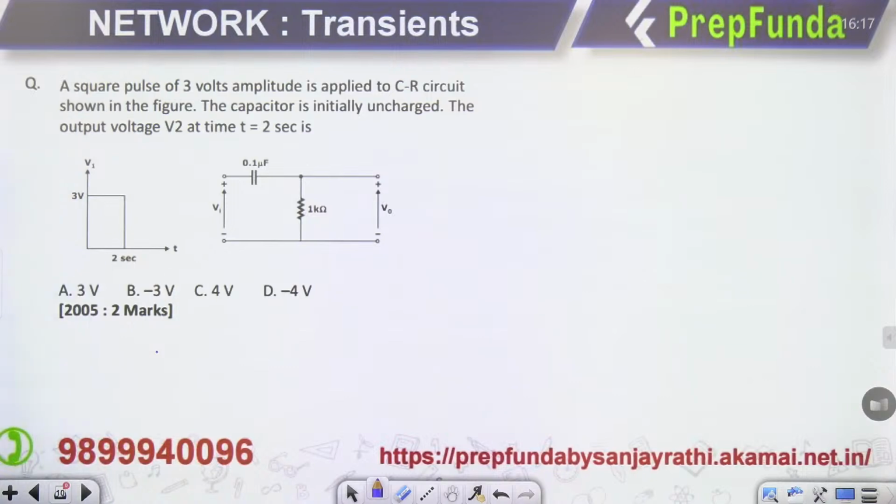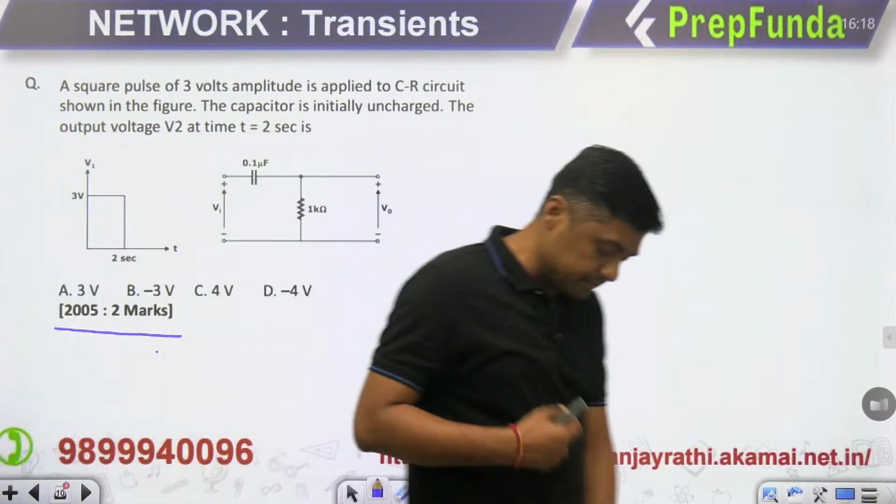Now look here what is given, this is from 2005, it is of 2 marks. A square pulse of 3 volt amplitude is applied to the RC circuit shown in the figure. Come on, tell me what the answer will be.